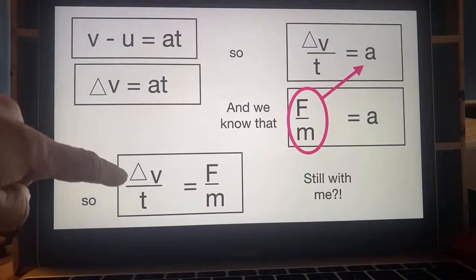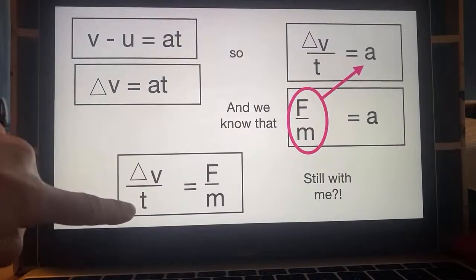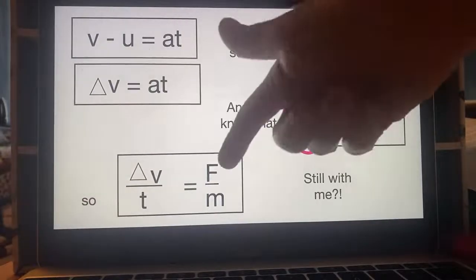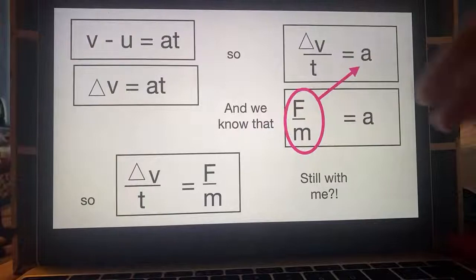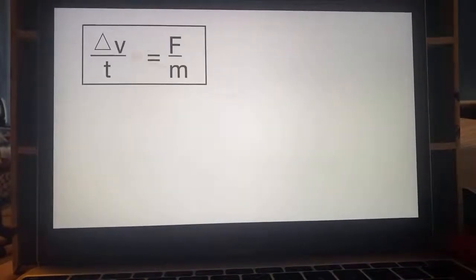So we've ended up with the change in velocity of a thing divided by time equals force divided by mass, because both those things equal acceleration. So they're all equal to the same thing. Right. Okay, let's press on then.